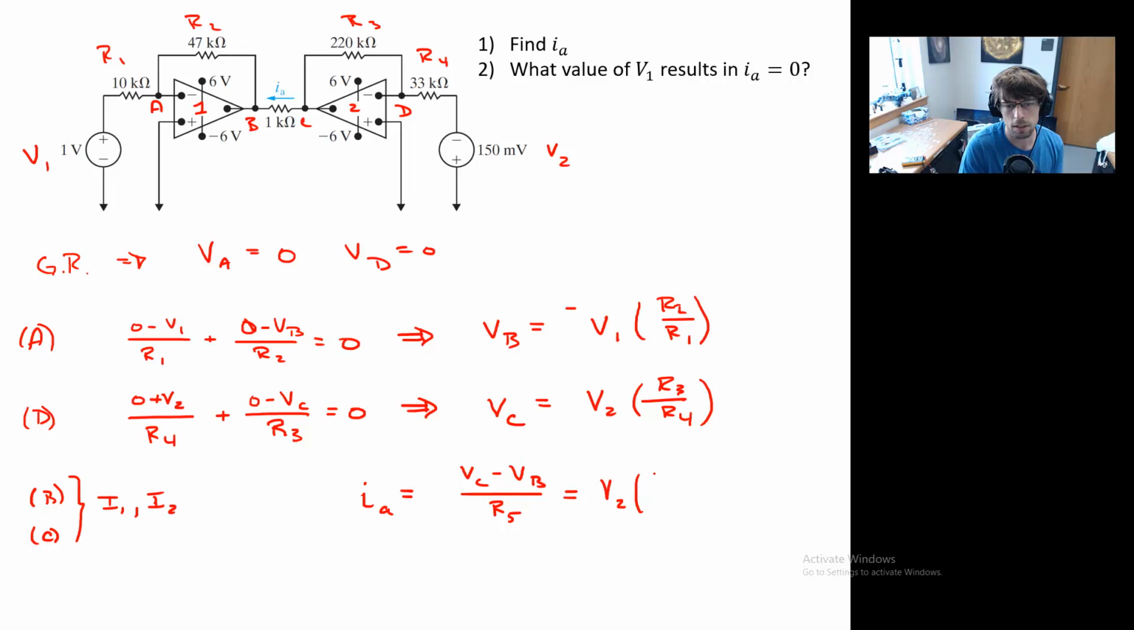So we're done. Let's substitute in our values. You have the potential V2 times R3 over R4, over R5. And then you have a minus, so you have a plus V1 times R2 over R1, over R5.